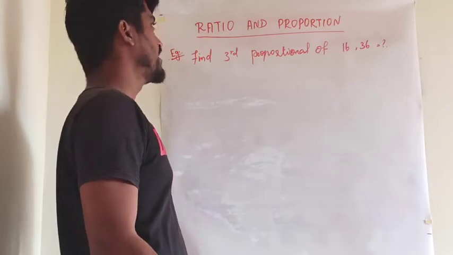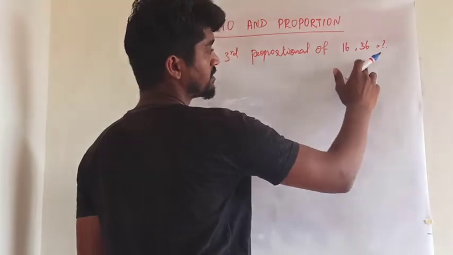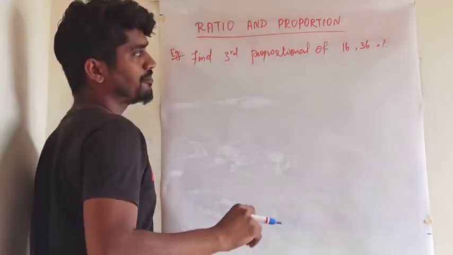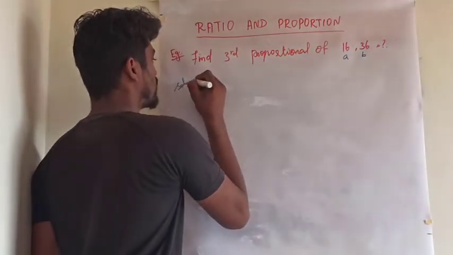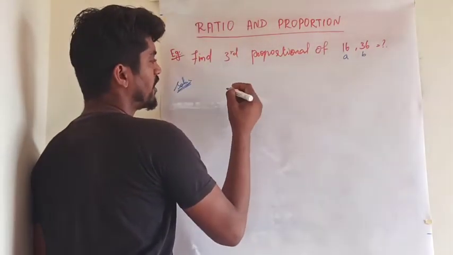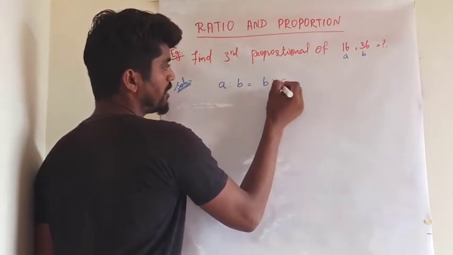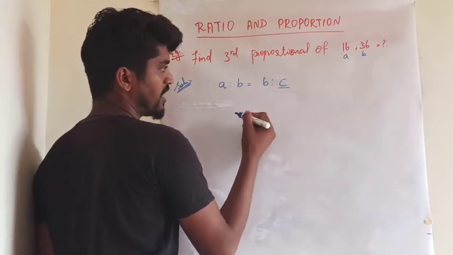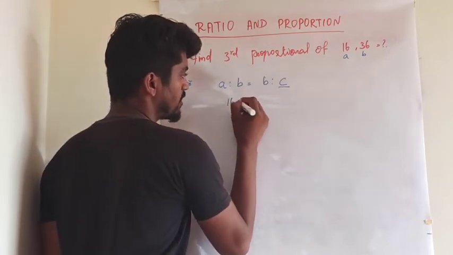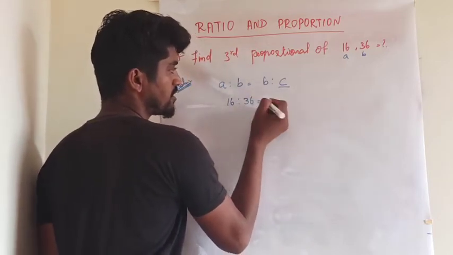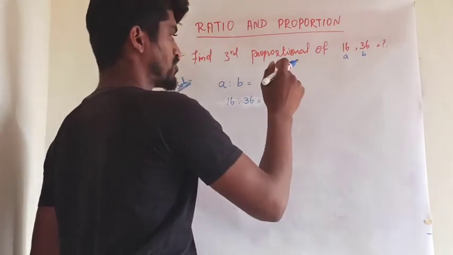The next example is to find the third proportional of 16, 36. Here the two values A and B are given. We have to find the C value. To find the third proportional, we use the formula A is to B is equal to B is to C. Only A and B are given. So we take A is 16 is to B 36 is equal to 36 is to X. The X value is the third proportional value.